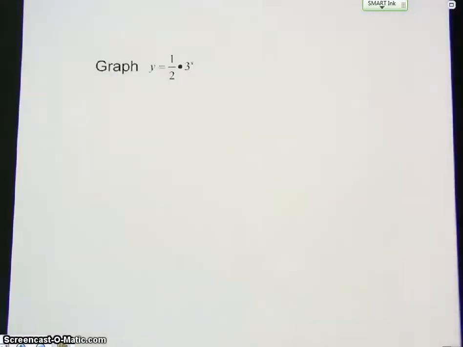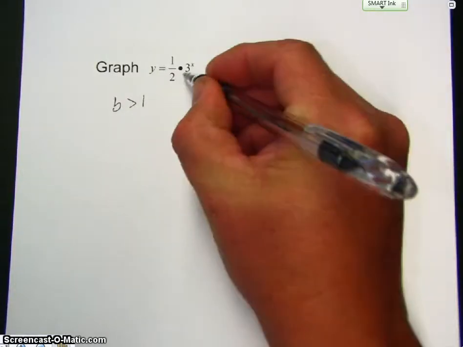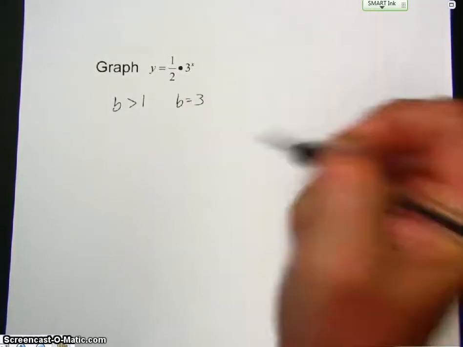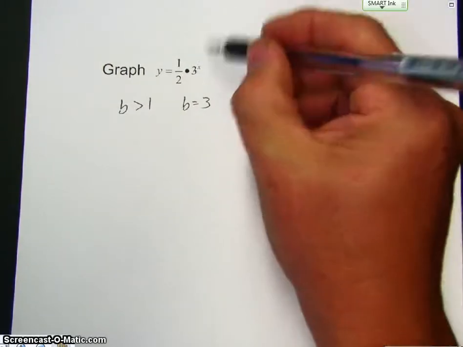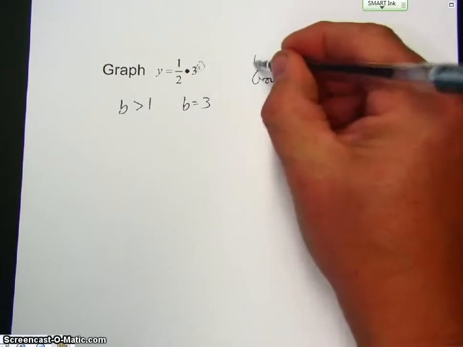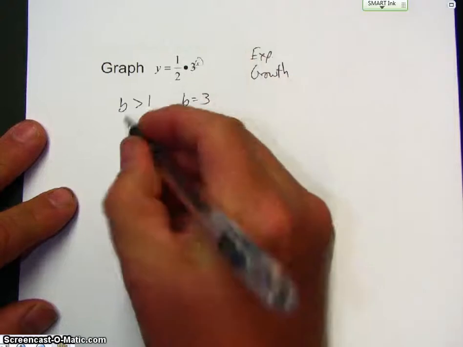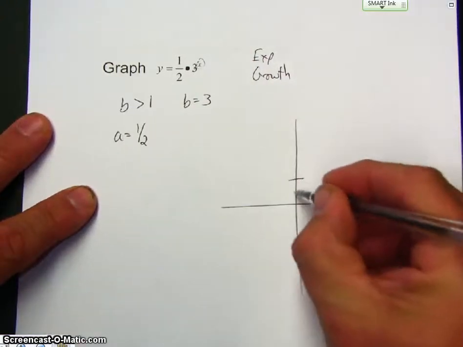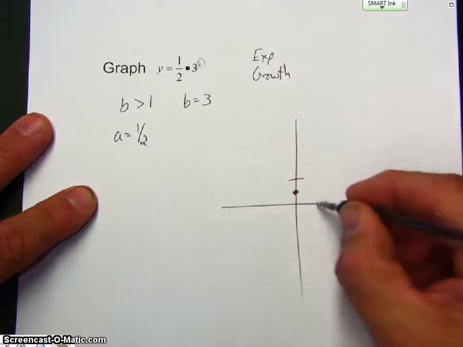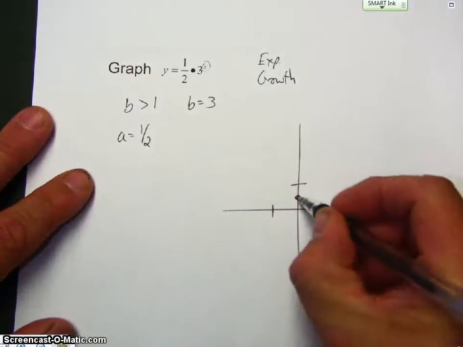Let's look at another example. All right, so first of all, is b greater than 1? B here is equal to 3, so that is greater than 1. So it's a growth function. My variable x is in the exponent, so it's exponential growth. All right. So what's this other number 1/2? Well, that's your A. So A is 1/2. So there's our first point that we found already. So here's 1, here's 1/2. So this is at 1/2.